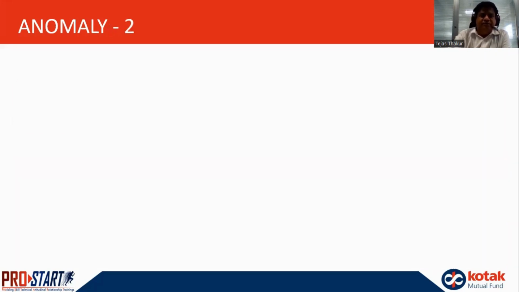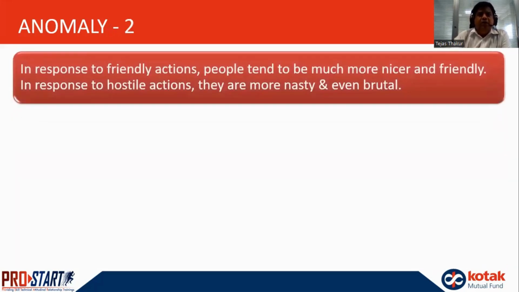Next in our discussion, now here we see that when you do some friendly action to somebody, people tend to be much nicer, much friendlier, much more approachable to you. In case you do something hostile, people are more nasty, more brutal, more aggressive towards you. On both sides, people go to extremes. If they shower their love on you, that is extreme. If they are nasty with you, that is also extreme.